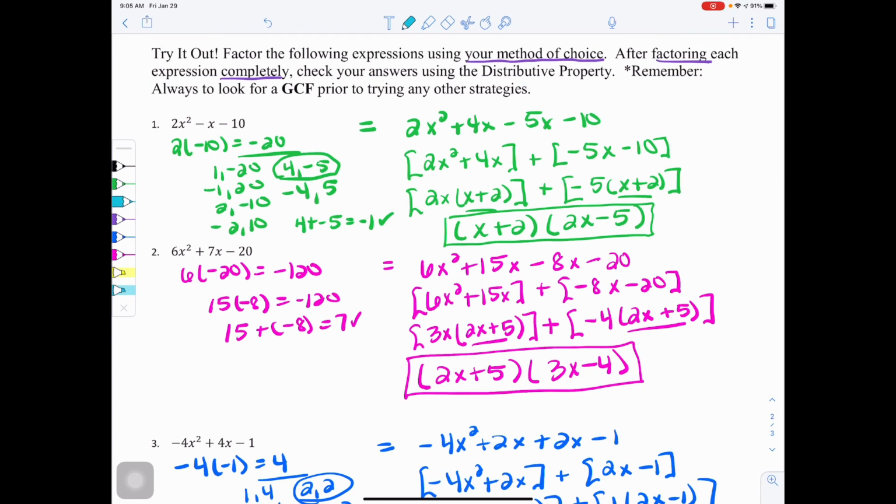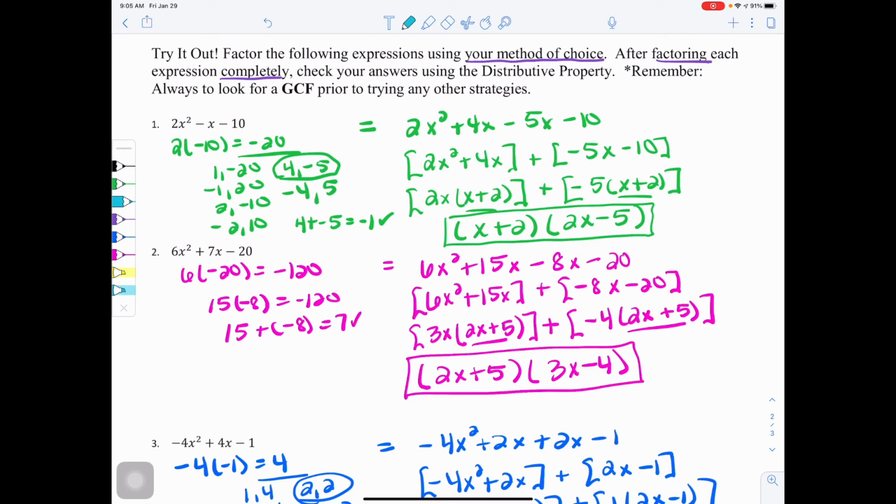Okay, now that you've had a chance to try out the problems, we're going to go through them. In number 1, there is no GCF, so I'm going to multiply A and C because I chose to use splitting the linear term, but you could have also guessed and checked. I did 2 times negative 10, which is negative 20. I'm looking for the factor pair that adds up to the middle number, so I needed to add up to negative 1, so that would be 4 and negative 5.